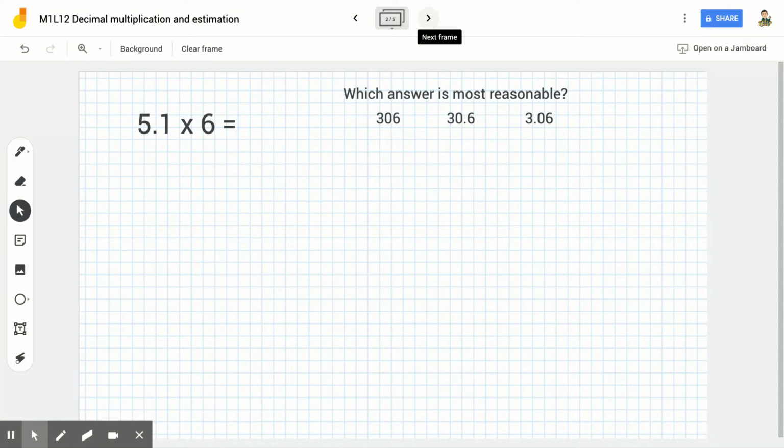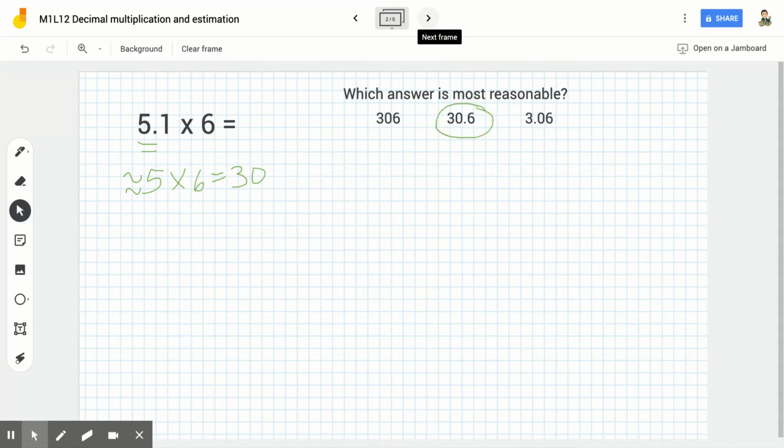Here's an example. Let's say we are multiplying 5.1 times 6, and the question is, which answer is most reasonable? 306, 30.6, or 3 and 6/10? Well, how about if we estimate that this is about 5, and 5 times 6 is 30. So the answer must be around 30. Not that, not that. Therefore, the most reasonable answer would be 30.6.